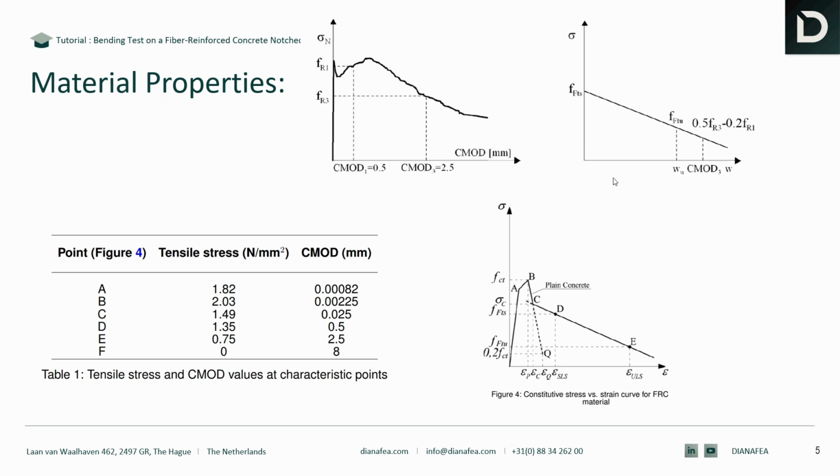The post-peak behavior is modeled using a linear softening curve, which is defined by two points: fFTS, the residual strength in the serviceability limit state, and fFTU, the residual strength in the ultimate limit state, which define the slope between points D and E in figure 4. Point C, where the SFRC curve drops after the peak, is found by intersecting the softening branch of the plain concrete curve, using the Hordijk model, and the extrapolated line connecting points D and E.